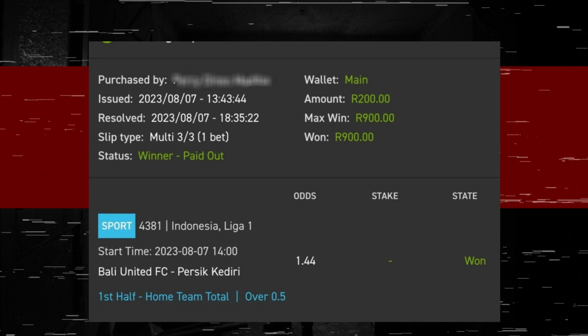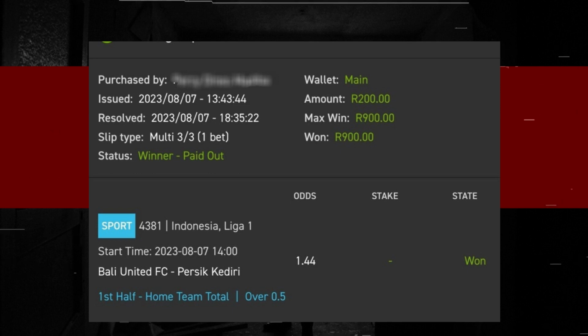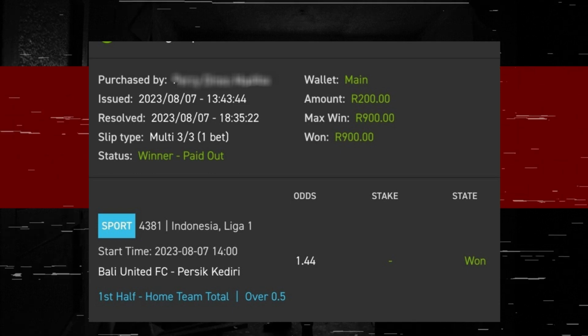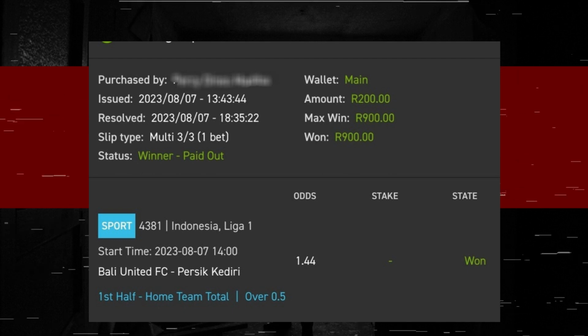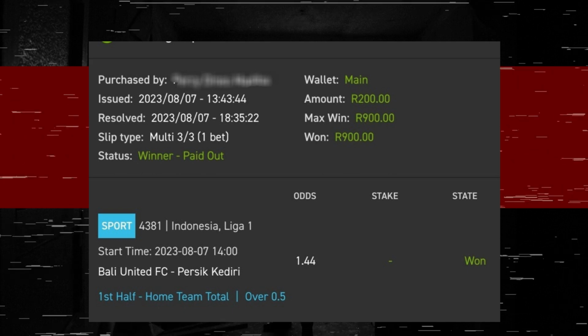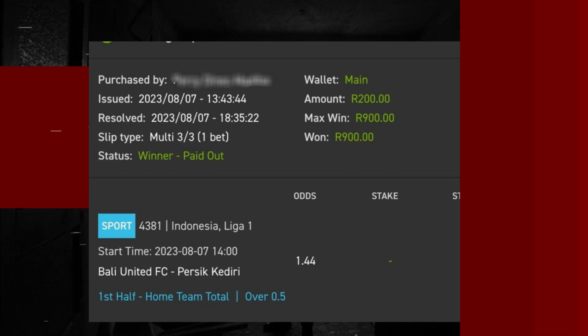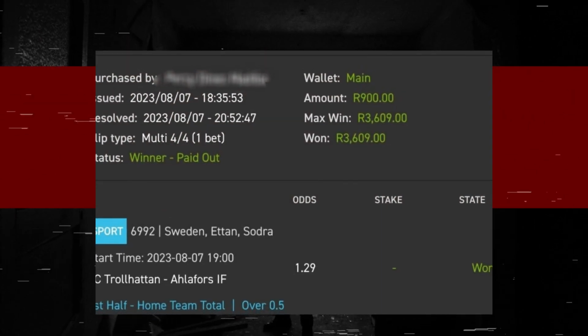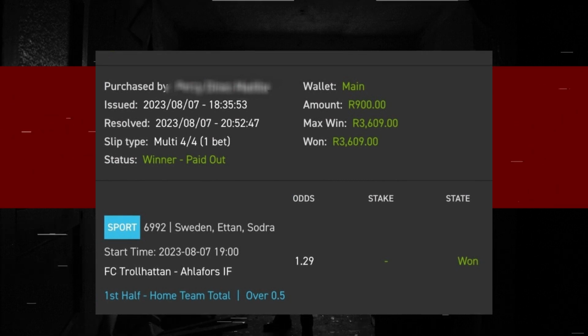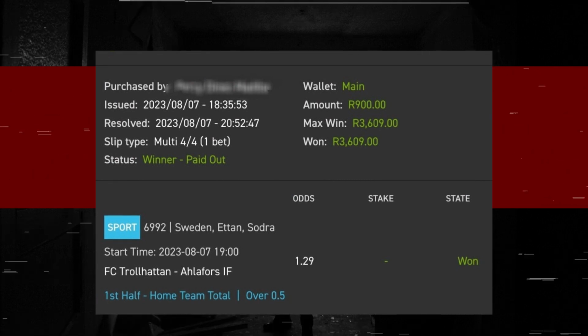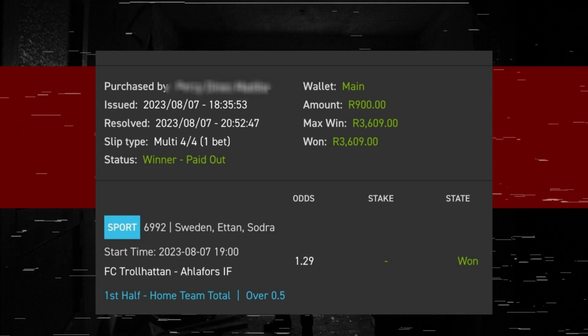On this one, I chose only the first half one goal. So yes, I did manage to get the winning. Which means I have made 900 rand from just 200 rand. When you use the 4 odds strategy, the maximum trades you are going to execute in a day is only 3. So I did it.